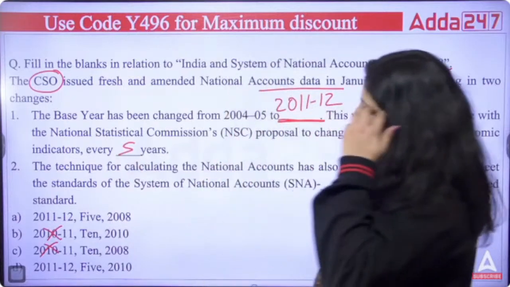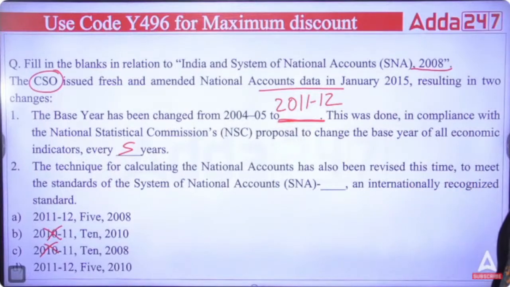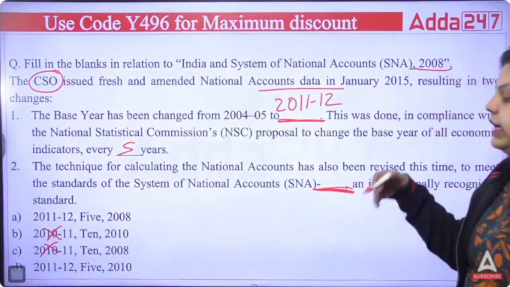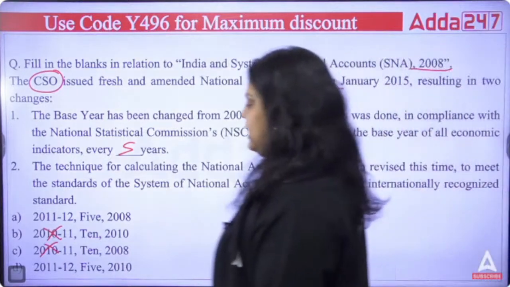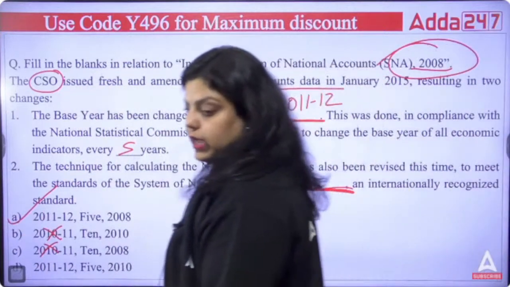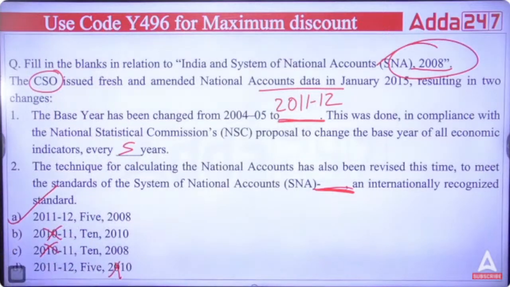So next is the technique for calculating the national account has also been revised from this time to meet the standard of system of national accounts. When it came in 2008 or 2010, actually it was 2008. And you can say it is written here also. Okay, so the right answer is A, not 2010. Clear? So your right answer will be A.